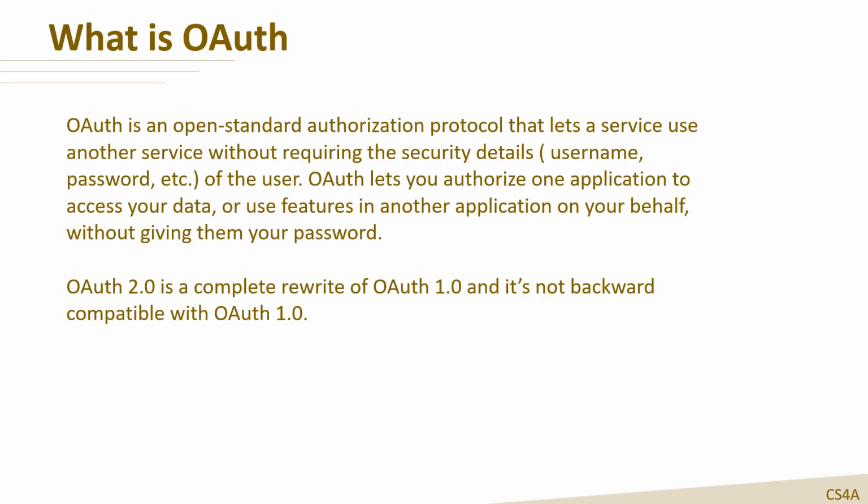OAuth is an open standard authorization protocol which authorizes application access without a username and password. It uses an access token for authorization. Applications don't need to send the username and password to get that authorization. Instead, it uses an access token and a refresh token. OAuth 2 is a complete rewrite of OAuth 1 and is not backward compatible.